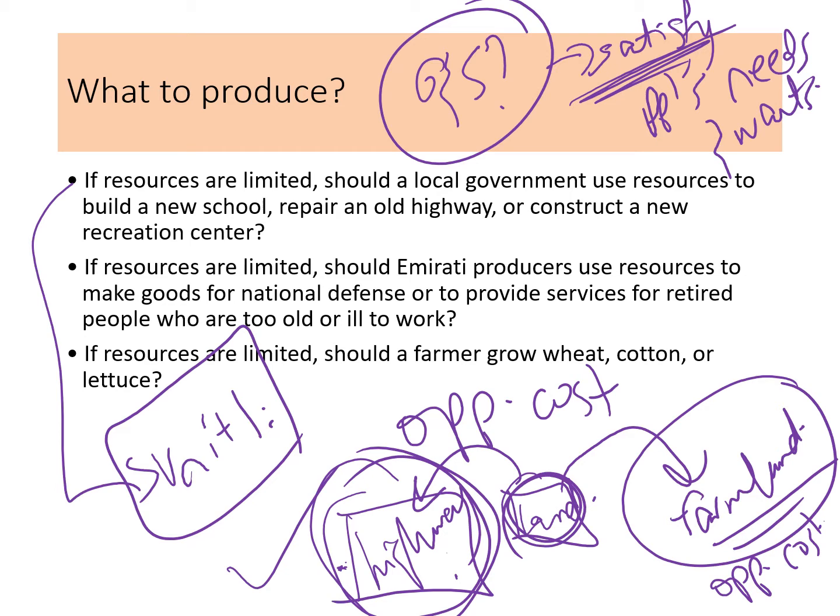Now, for example, here also regarding the UAE government, they have a budget. How should they spend this budget? How should they use these resources? Should they use it in order to make the national defense in the country better, or provide better services for the retired people?